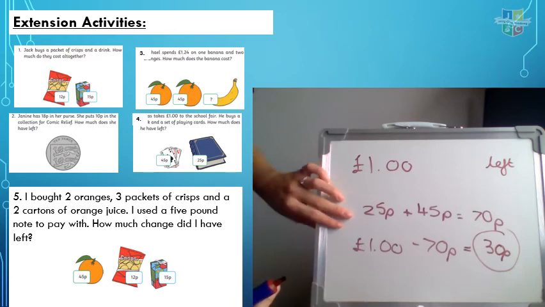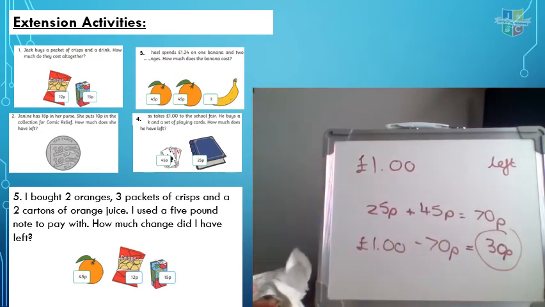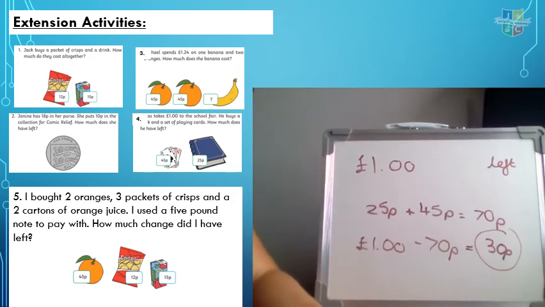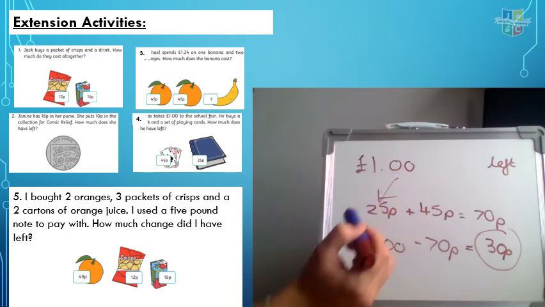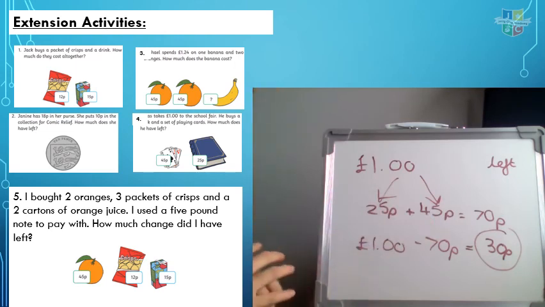If you had said that his answer was 70 pence, you hadn't taken it off to find what change was left, because we wanted to know the change. So that was a multi-step problem, that one. You could have also done £1 take away 25 pence, and then that answer take away 45 pence to find the answer 30.